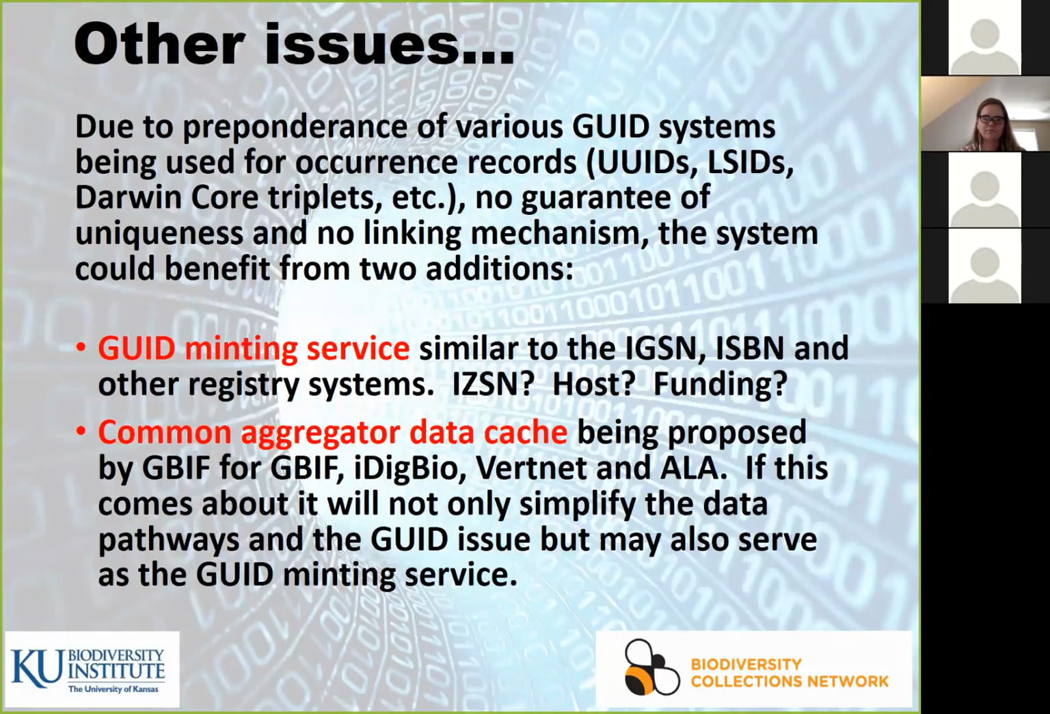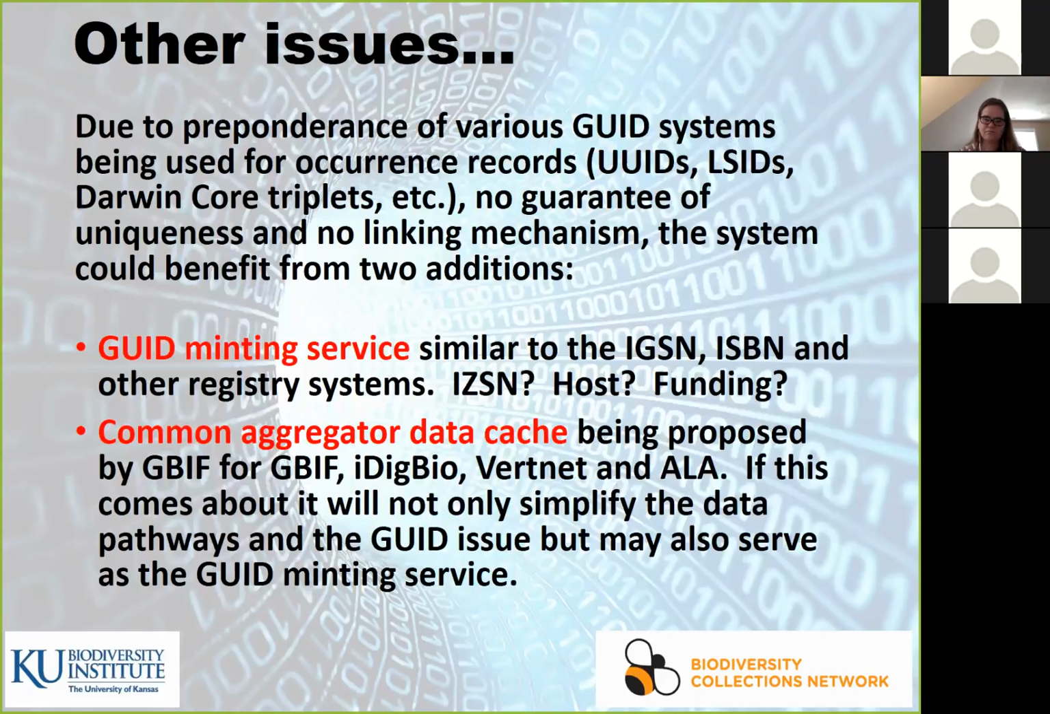The other scenario is one of a common aggregator data cache. There is this preponderance of aggregators around the world now where we are finding that there are variations in records across all of these aggregators due to various circumstances. And GBIF has recently proposed this common sort of aggregator data cache where there would be a single data cache that all of the aggregators would then pull their data from.